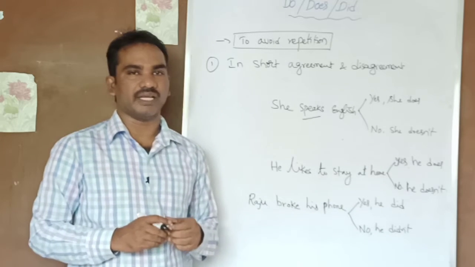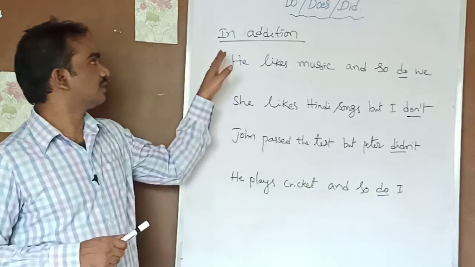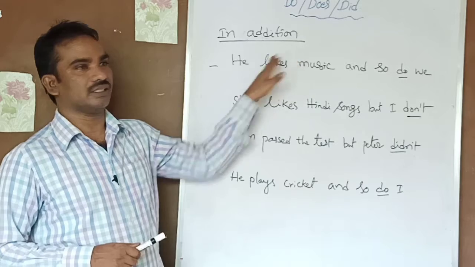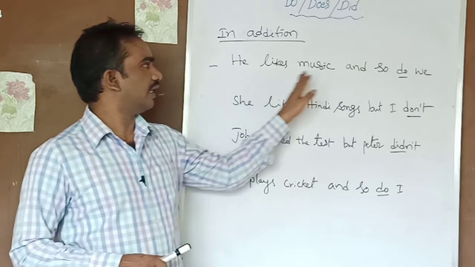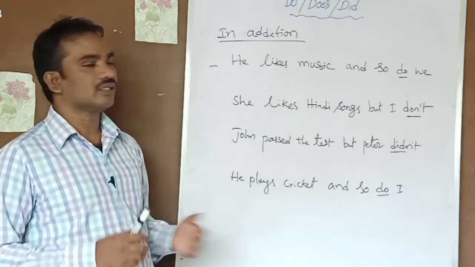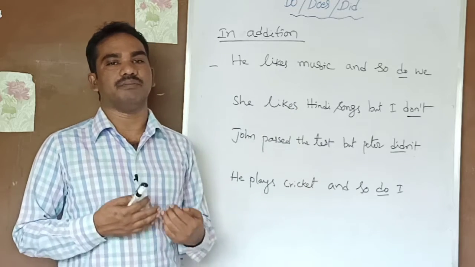Let's move to the next point. We use do, does, did in addition also. That means, for example, see, he likes music. And here you also want to say I also like music.